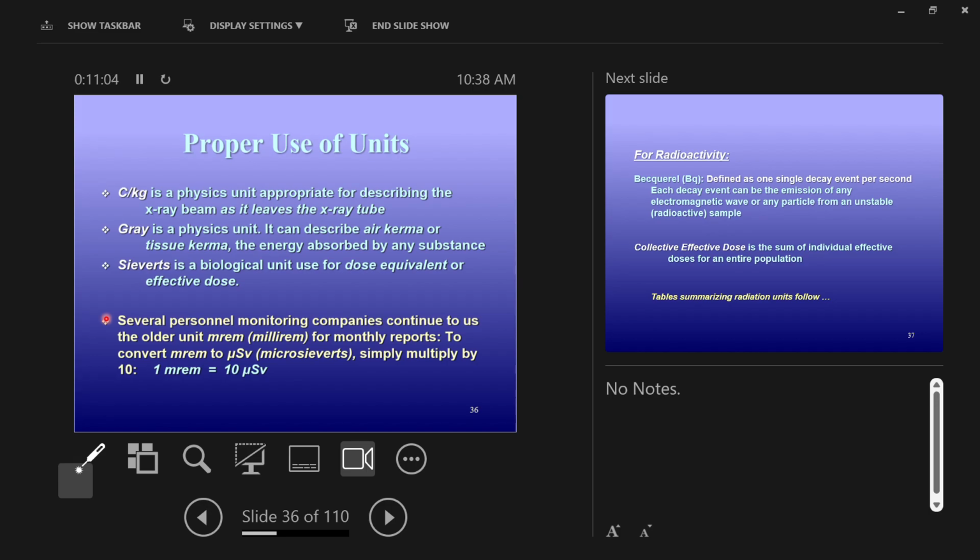The sievert is the SI unit of biologic harm. In the British system of measurement, it's a unit called the rem.